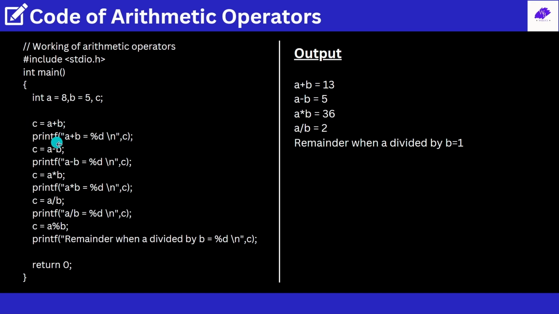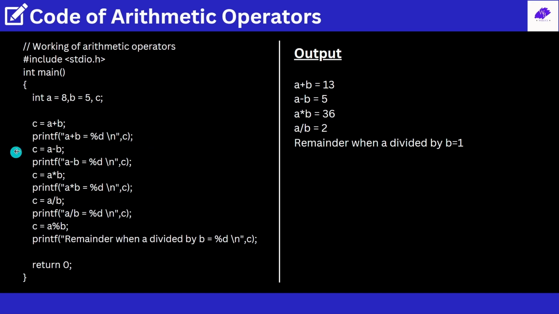And in the next line printf, the string that is covered in double quotes will be written as it is, and the c which is given after a comma indicates the variable c which is assigned the value a plus b. And here the percentage d will be replaced by the value of c written in the above line. So percentage d is a format specifier which we learned in the data type section. So a plus b is equal to will give the value of c, and here backslash n gives the output at the next line.